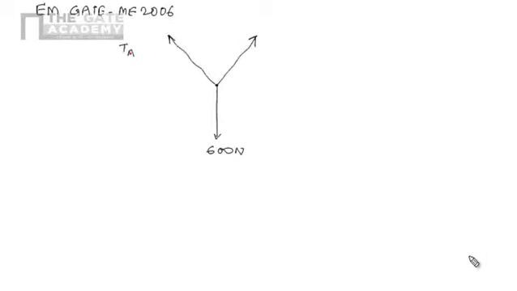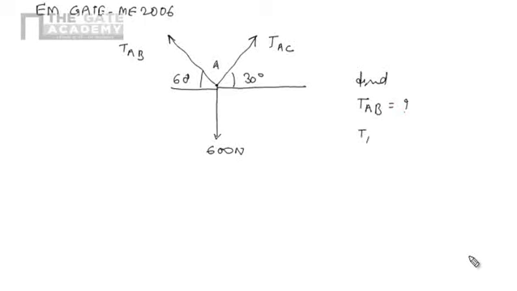Let's take another problem of engineering mechanics, which was asked in the GATE examination for AME 2006. The problem is that the particle A is under equilibrium with the applied forces shown in the figure, TAB and TAC, which make angles of 30 degrees and 60 degrees with the horizontal. Now we are interested in finding the values of TAB and TAC.